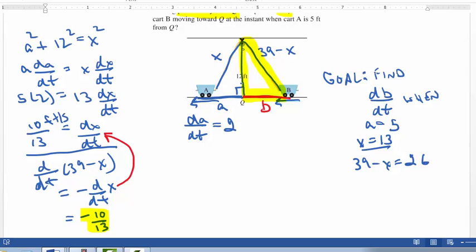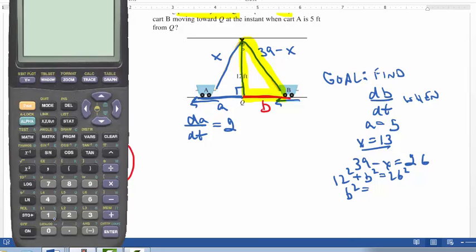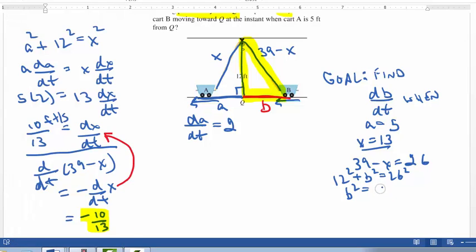So I would just say 12 squared plus b squared equals 26 squared. So b squared is going to be 26 squared minus 12 squared. I'm going to have to do this on the calculator, right? So 26 squared minus 12 squared gives you 532, and then just take the square root of that. So b is going to be the square root of 532. So I need that, right?